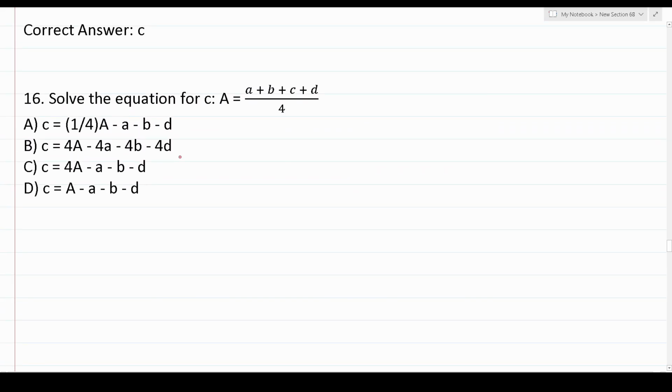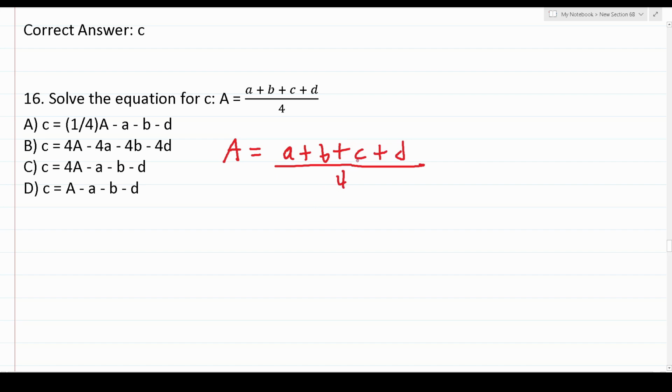All right, so number 16 here says solve the equation for C. We can see we have A equals a plus b plus c plus d, all lowercase, over 4. So this is an example of solving a literal equation. So let's start by copying down the equation. We have A equals a plus b plus c plus d over 4.